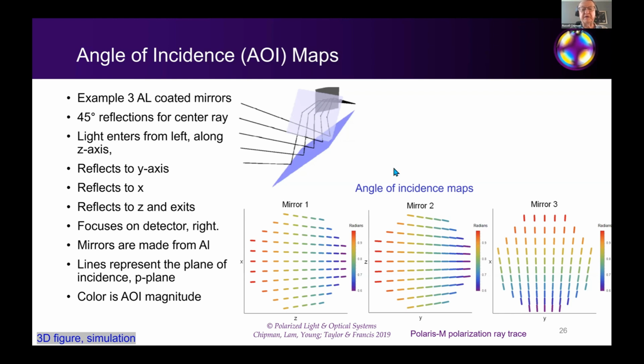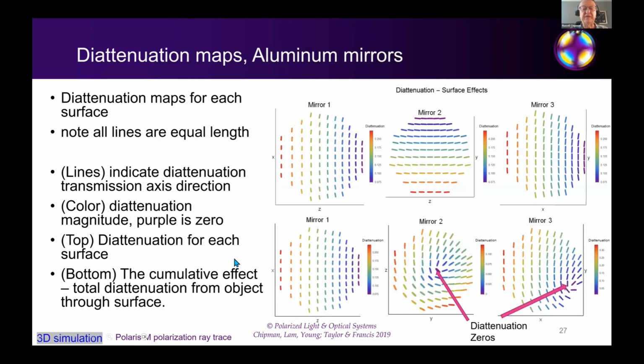So first, I've got the 3 mirrors. So I'm going to have an angle of incidence at the first mirror, the second mirror, and the third mirror, and we'll compare the aluminum and the high reflectance coating. And so the angle of incidence is the same at the first mirror and the second mirror and the third mirror. So that's what's shown here. And then we can map the diattenuation.